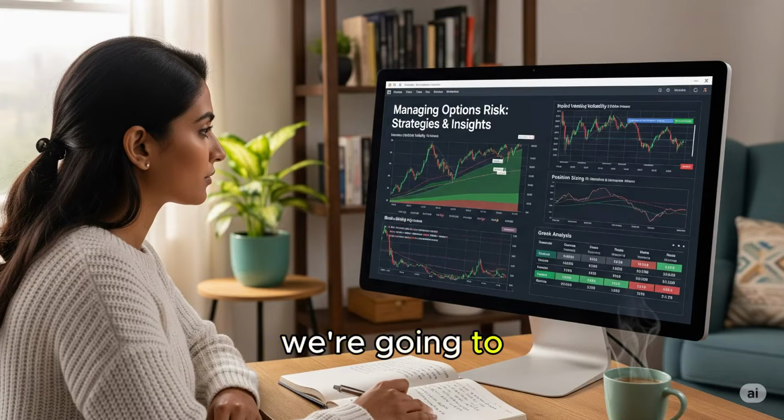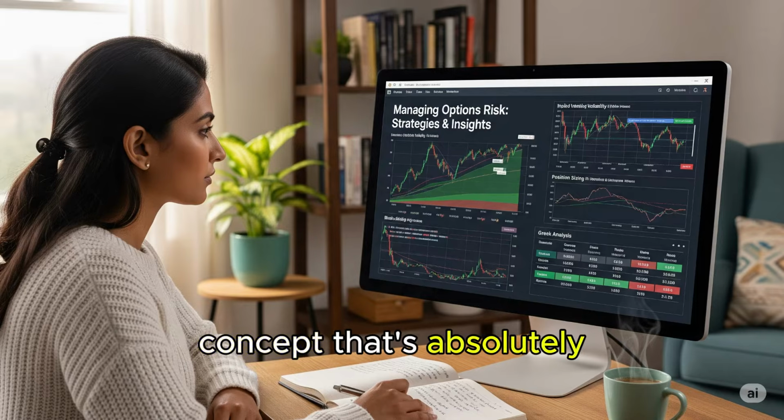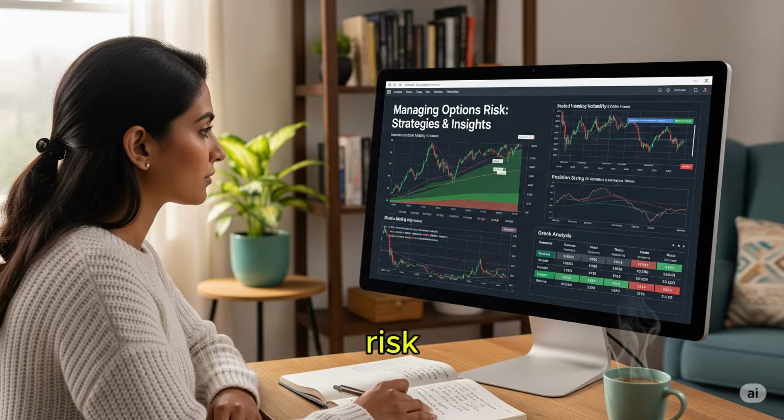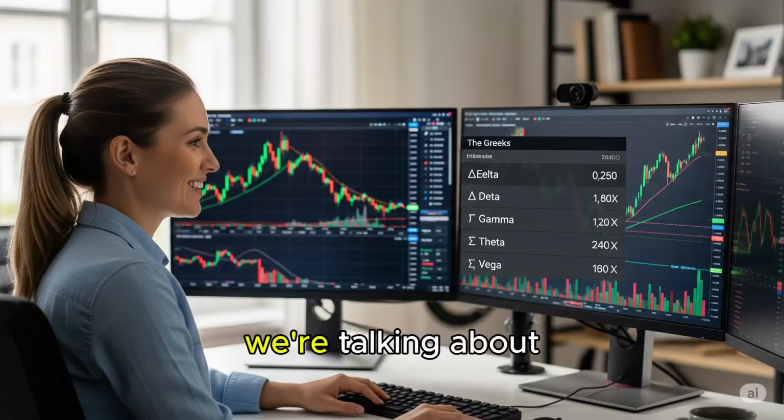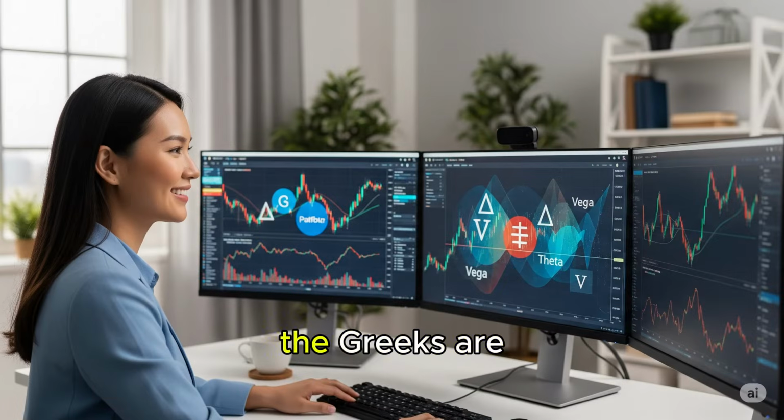Today, we're going to dive into a concept that's absolutely crucial for managing your risk and understanding how your options positions will behave. We're talking about the Greeks. The Greeks are a set of metrics, each represented by a Greek letter, that help us measure the sensitivity of an option's price to changes in different factors.